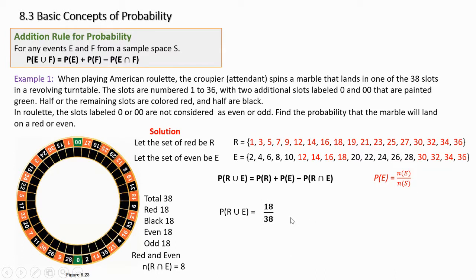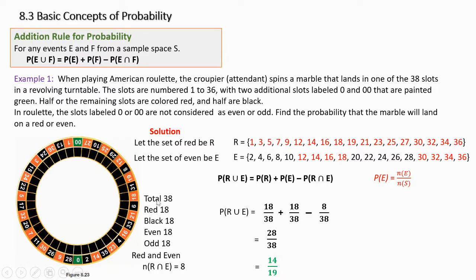So we have probability of red. There's 18 red. Probability of even will be 18, minus, right, for the red and the even intersect, and there was 8. And I just mentioned them. They were here, right? They were the 12, the 14, 16, 18. That's 4, and the 30, 32, 34, and 36. So there's going to be 18 plus 18 minus 8 over 38. So the answer will be 28 over 38, guys. So that's the probability that's going to be red or even. And you reduce it to 14 over 19.